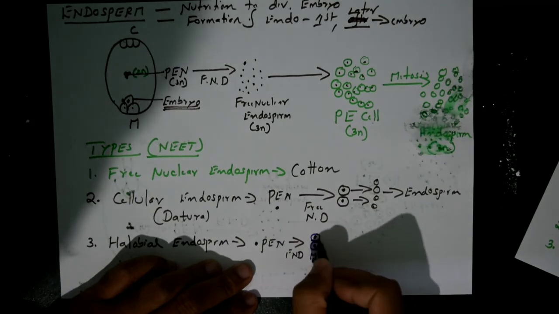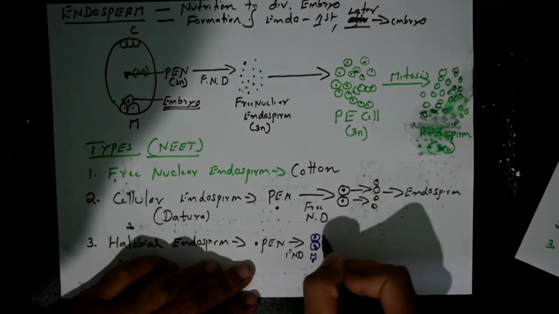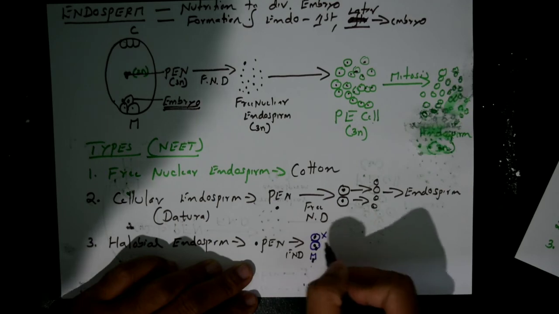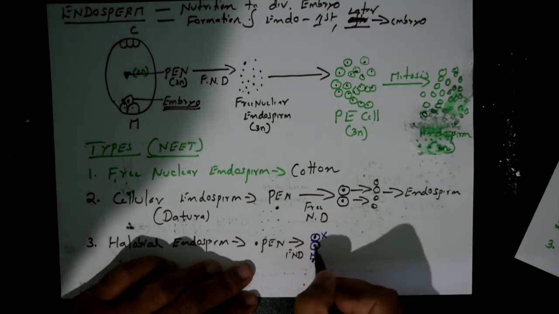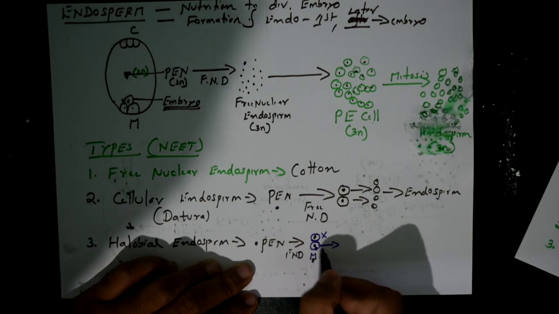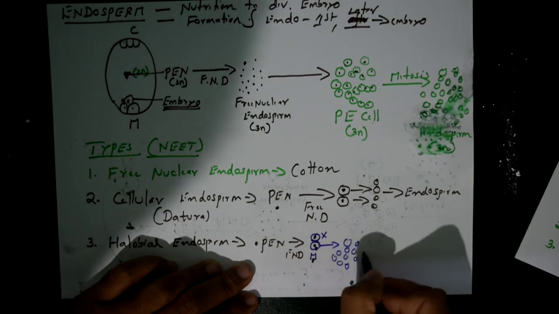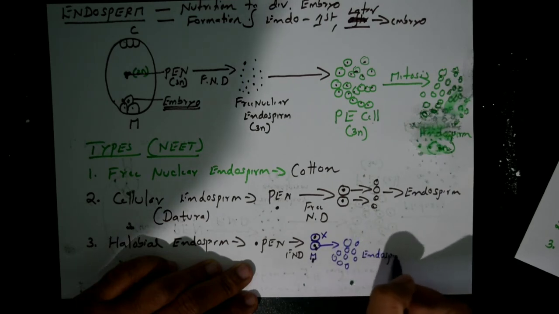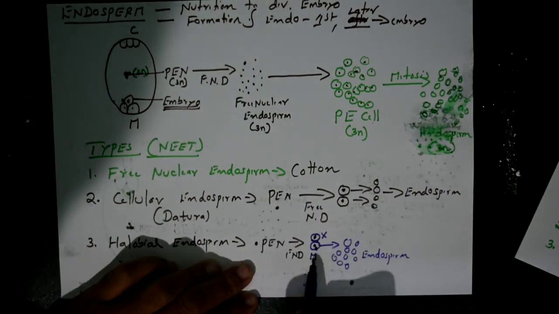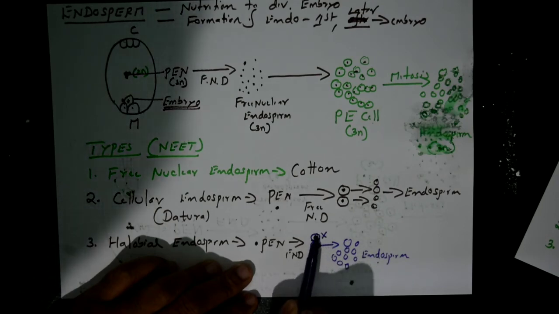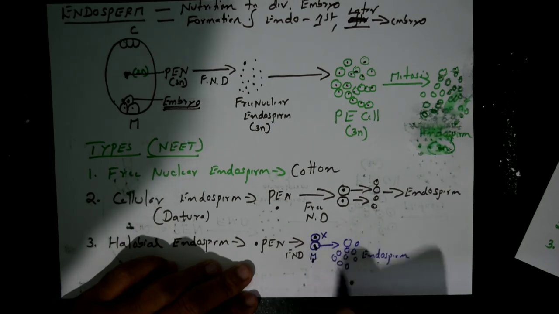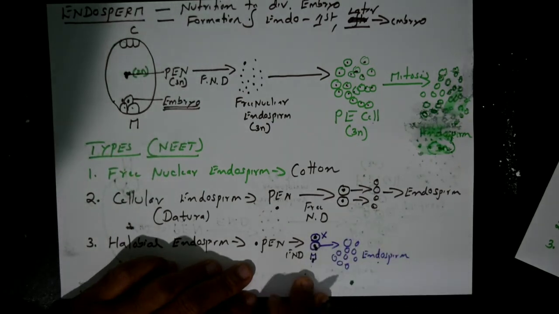Now here the chalazal endosperm cell will not undergo any mitosis. It will remain as it is. But which one undergoes division? The micropylar endosperm cell undergoes mitosis to produce many cells. Ultimately it produces endosperm. Very important now. In halobial endosperm, the micropylar side endosperm cell produces the endosperm, not the chalazal side. Remember it. Got it? Okay. So ultimately endosperm is produced. Remember the point and everything.